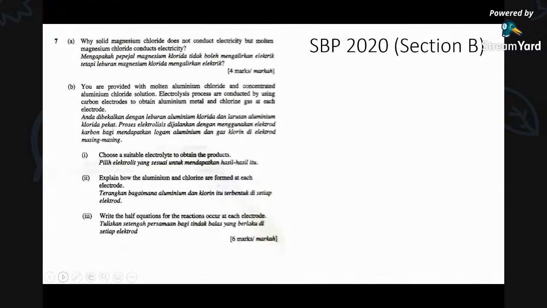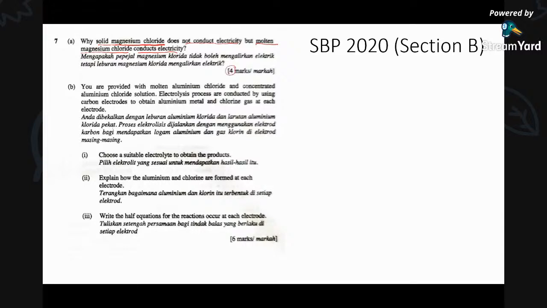Question number 7. Why solid magnesium chloride does not conduct electricity? So must read the question carefully. This is solid magnesium chloride, does not conduct electricity. So how should you answer this question? You need to know what is the keyword. So the keyword is you have to use whether there is free moving ion or there is no free moving ion. So 4 marks is given over here.